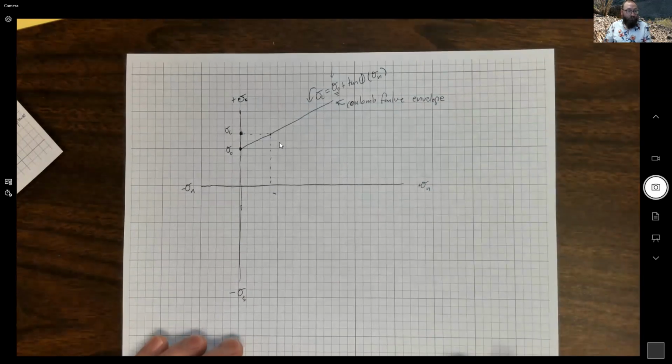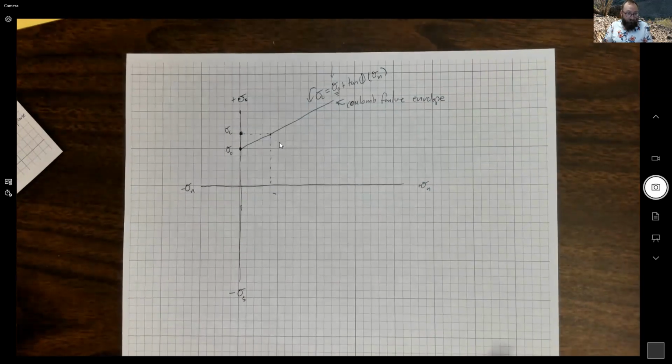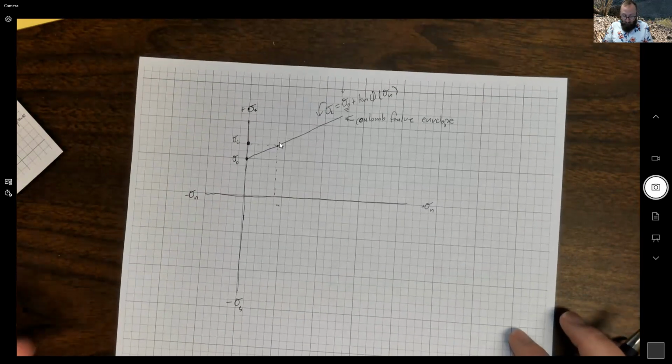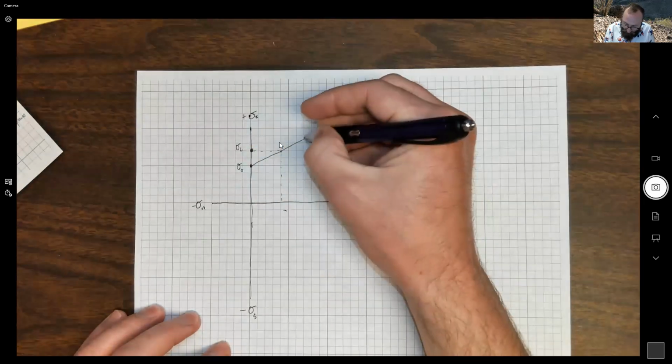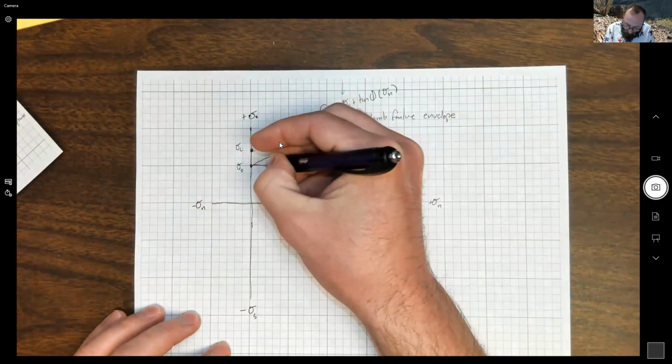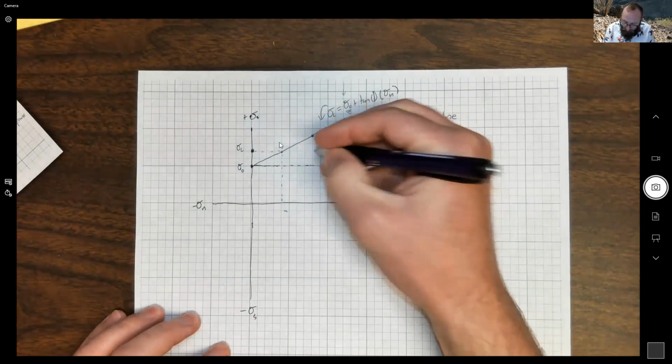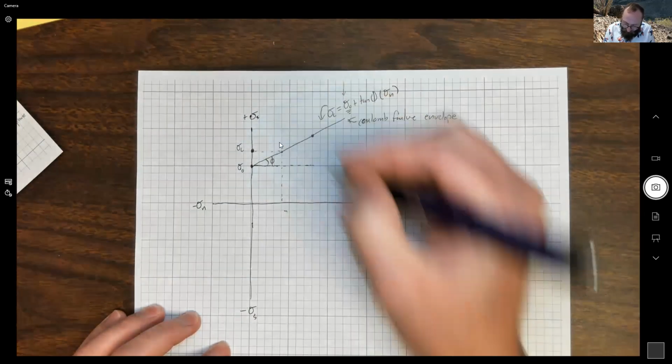Okay, and the value is expressed in terms of the normal stress acting on a plane and what is known as the internal angle of friction, which is the slope of the envelope of failure. Okay, so we saw that. Let's say we have a failure point here. Okay, so this angle here, that's phi.